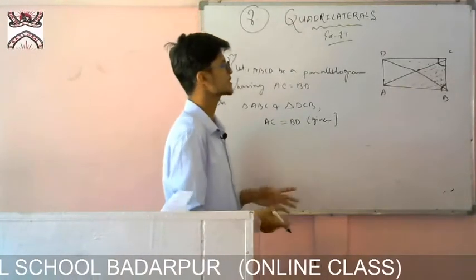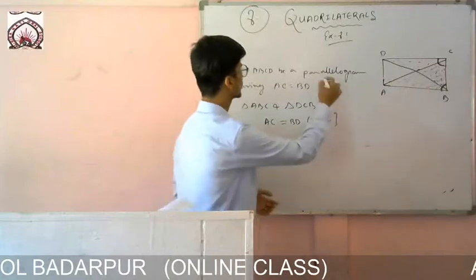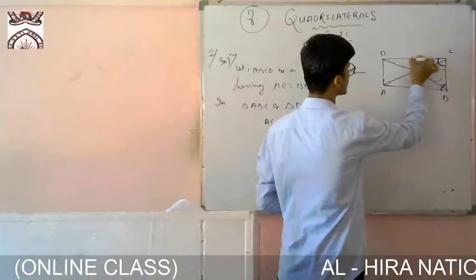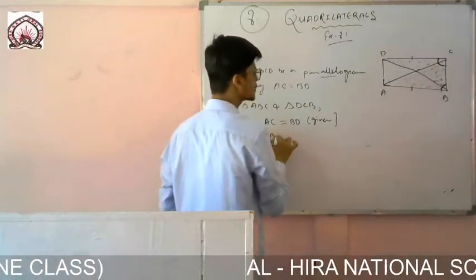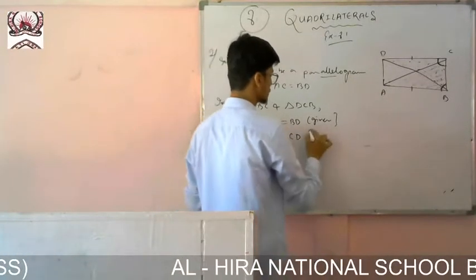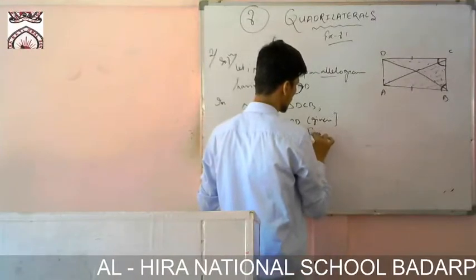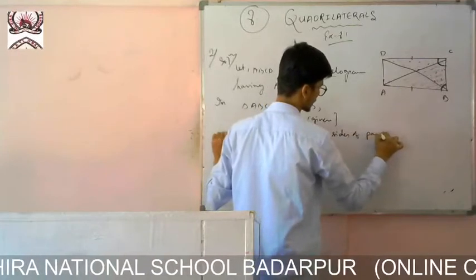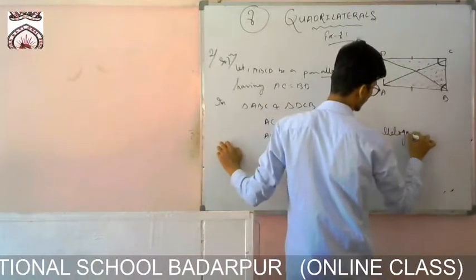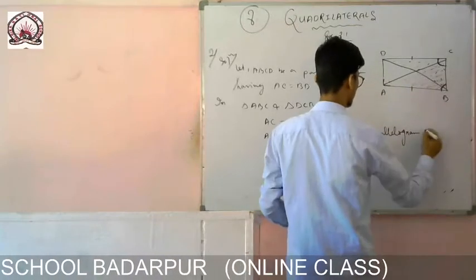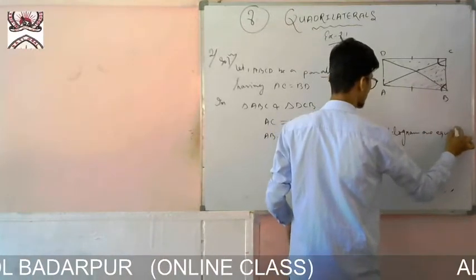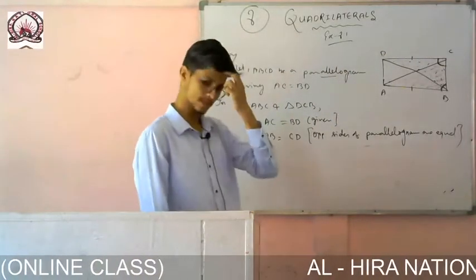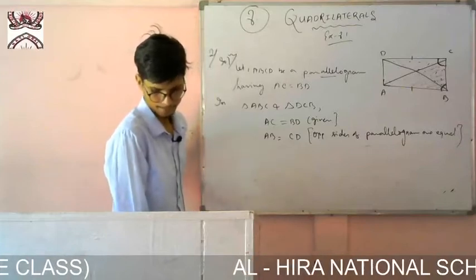Okay, now it is given that it is a parallelogram. What we have written? ABCD is a parallelogram. If it is a parallelogram, then this side is equal to this side. So I can write AB is equal to CD, since opposite sides of a parallelogram are equal.